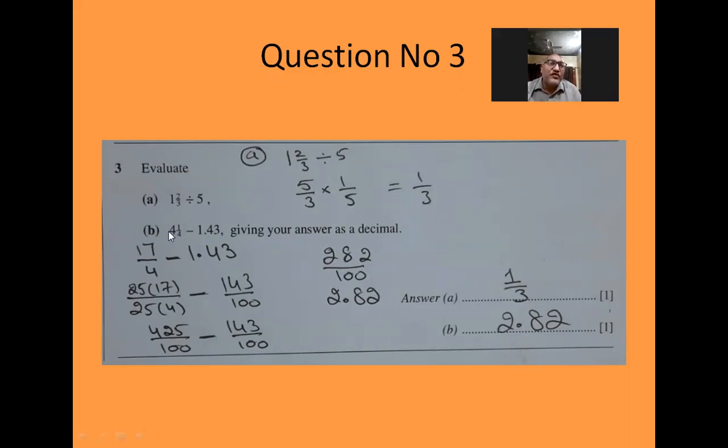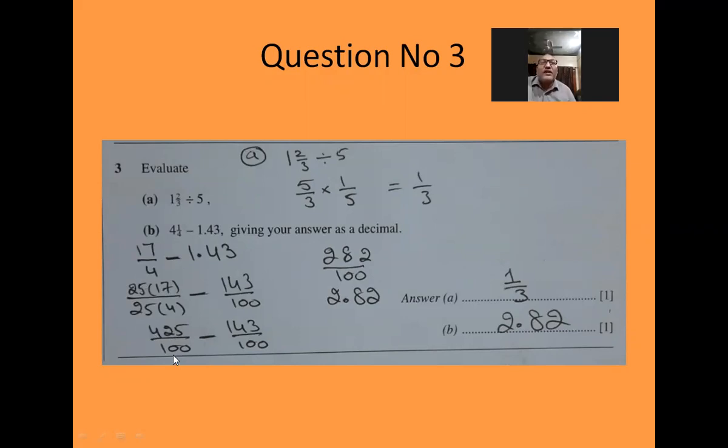In this question, 4 fours are 16, 16 plus 1, 17. So we'll have 17 by 4 minus 1.43. So 17 by 4 minus, I will remove this decimal. I will put 100 below it. So I will have minus 143 divided by 100. To make the denominator the same, I will multiply both the numerator and the denominator with 25.